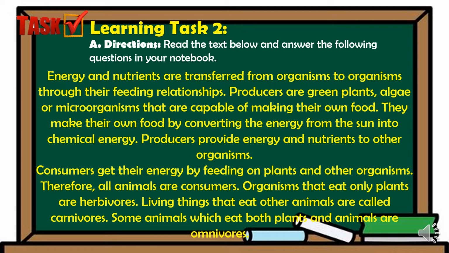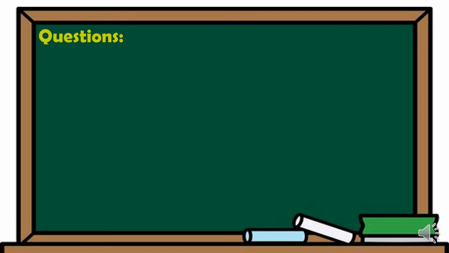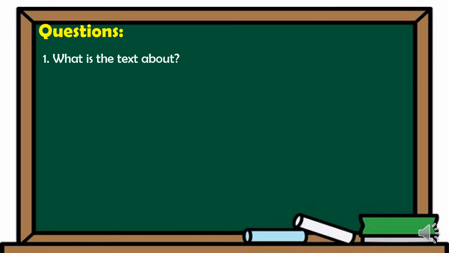Consumers get their energy by feeding on plants and other organisms. Therefore, all animals are consumers. Organisms that eat only plants are herbivores, and living things that eat other animals are called carnivores. Some animals eat both plants and animals and are omnivores. Questions. Number 1. What is the text about?